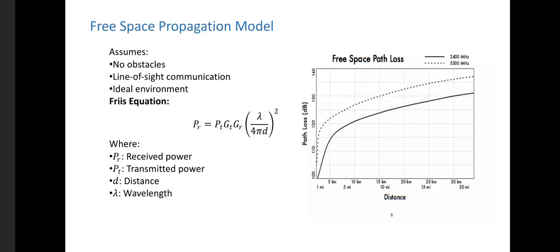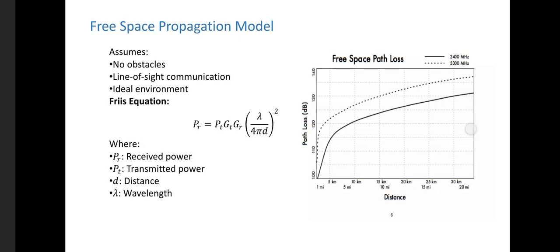And this is the free space propagation model. In the free space propagation model, we mainly assume the Friis transmission equation, and there are no obstacles. The communication happens through line of sight, with no object or interference from transmitter to receiver, and it is considered an ideal environment with no obstacles, mountains or terrain regions.